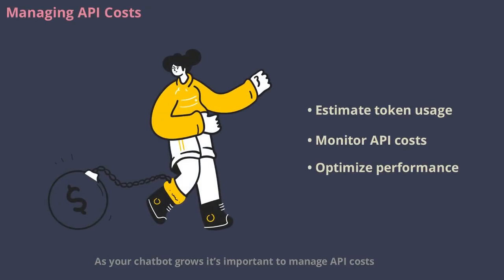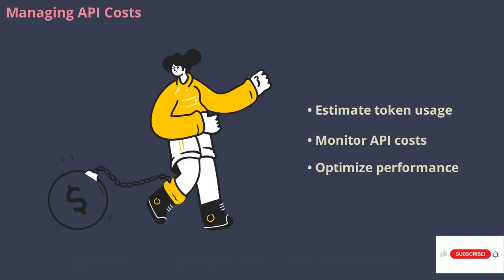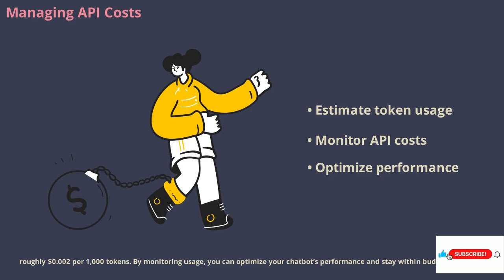As your chatbot grows, it's important to manage API costs. Estimate expenses by calculating the number of tokens used in messages. For example, OpenAI charges roughly $0.002 per 1,000 tokens. By monitoring usage, you can optimize your chatbot's performance and stay within budget.